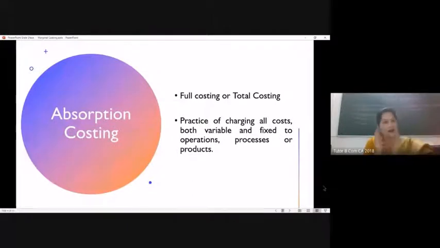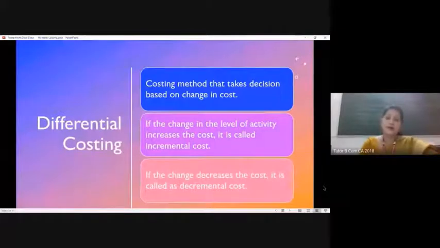decision. So now the next thing is differential costing. We said that marginal costing can sometimes be called incremental costing, or as we say decremental costing, because it takes into consideration the concept of increase in the cost or decrease in the cost. That's the logic in that. Okay, so differential costing is a method that takes decisions based on the change in the cost. So it is more or less like the concept we discuss in marginal costing. So that is why it is interchangeably used in certain cases.